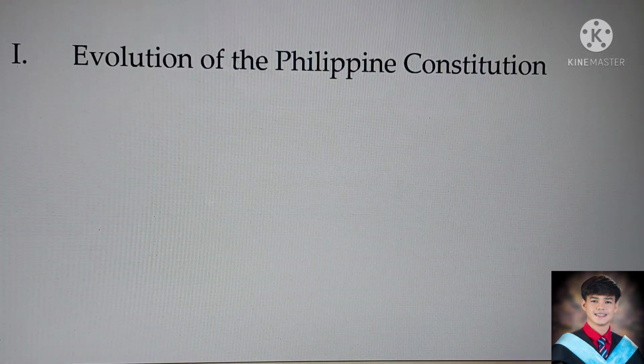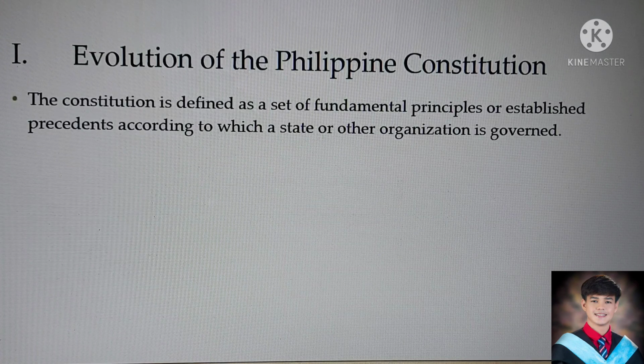Evolution of the Philippine Constitution. Bago natin tunghayan yung mga pagbabago sa ating saligang batas, i-define muna natin kung ano ba yung Constitution. The Constitution is defined as a set of fundamental principles or established precedent according to which a state or other organization is governed.